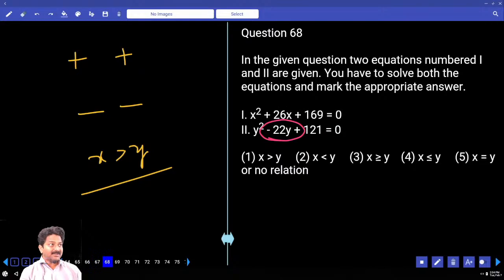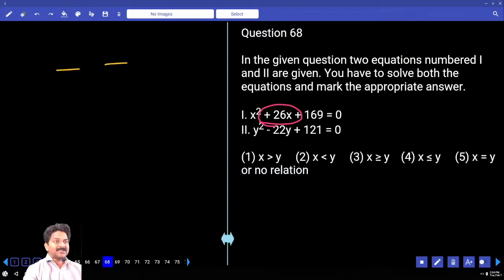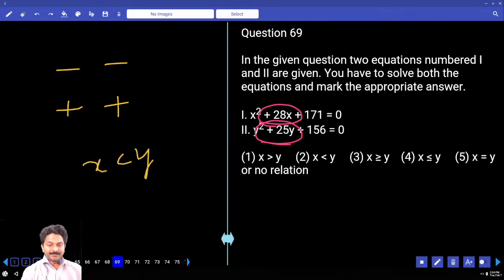This is also a free question. C values are positive. When B is positive here, both factors are negative. If B is negative here, both factors are positive. X less than Y. We have to calculate.